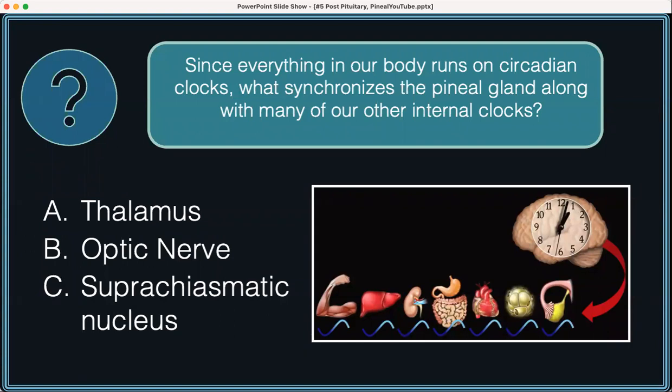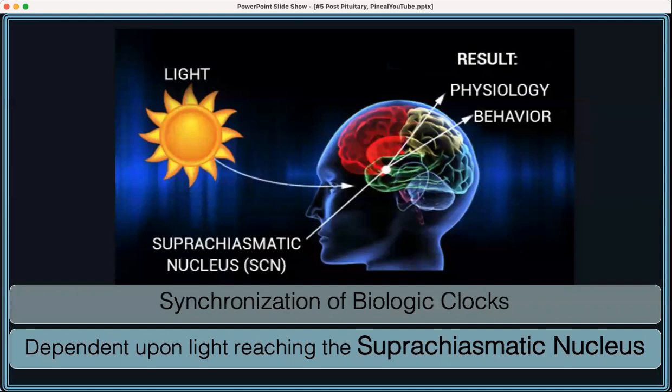Okay, since everything in the body runs on circadian clocks, what synchronizes the pineal gland along with many of the other internal clocks? This is an introduction of a new brain structure. The answer is the suprachiasmatic nucleus. So there are multiple, just about every cell runs on a circadian rhythm. So all of these clocks get synchronized as the light hits that suprachiasmatic nucleus.